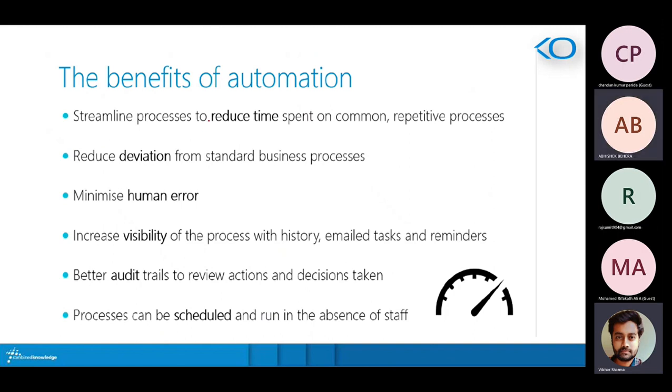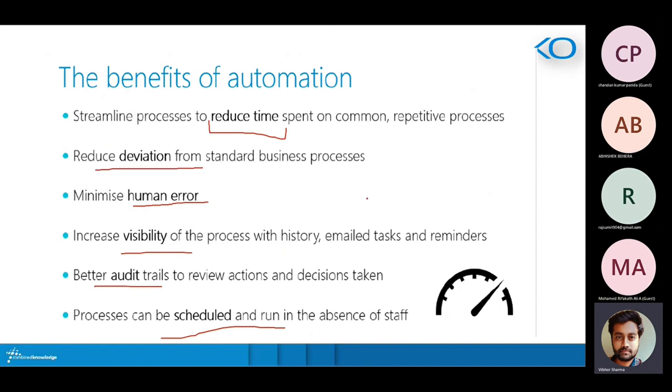We are going towards automation because it reduces time. It minimizes human error. It increases visibility, better audit trails. Process can be scheduled and run in the absence of staff. And it also reduces deviation from standard business processes. So it's all about the benefits that automation can do, and you can invest your time into more and more important aspects of business rather than just doing repetitive tasks.